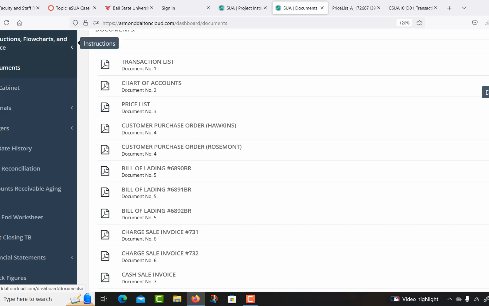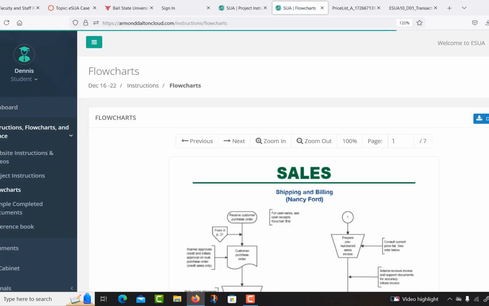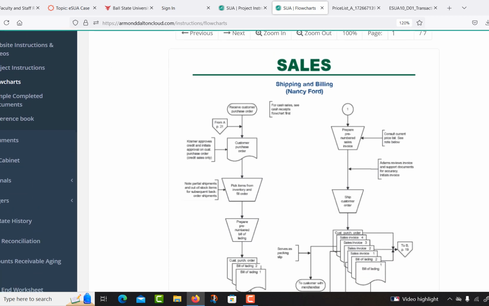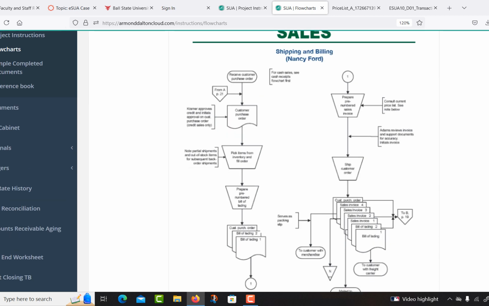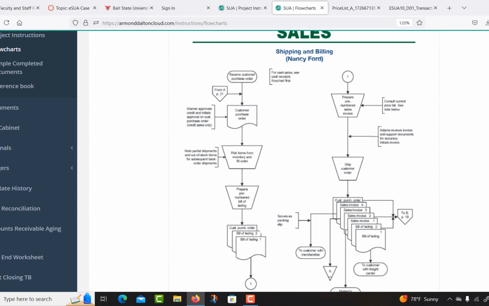So we're going to look at the flow chart here for sales, and the flow chart we're looking at here is related to shipping and billing. So what we see, the very first start is we receive a customer purchase order, and Kramer approves the credit and initials approval on customer purchase order. So if we go back to the documents, okay, I'm going to have to go back here.